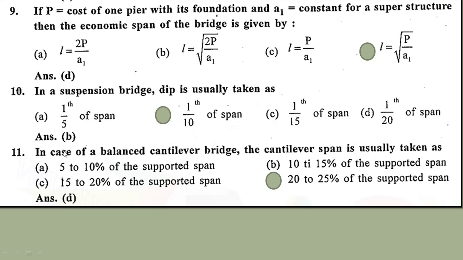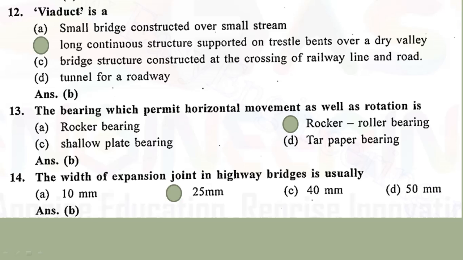In case of balanced cantilever bridge, the cantilever span is usually taken as 20 to 25% of the supported span. Then viaduct is a long continuous structure supported on trestle bents or a dry valley.